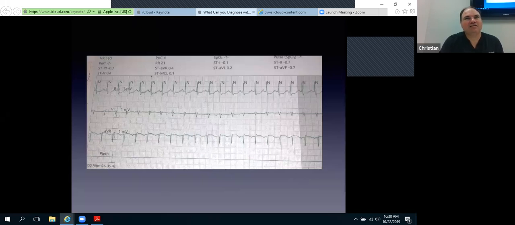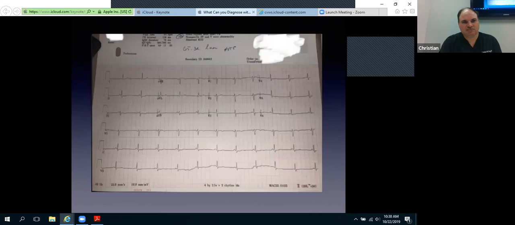And it wasn't hypercalcemia because the short PR interval is not coupled with a prolonged QT interval. Correct. Yeah, she didn't have any electrolyte abnormalities.